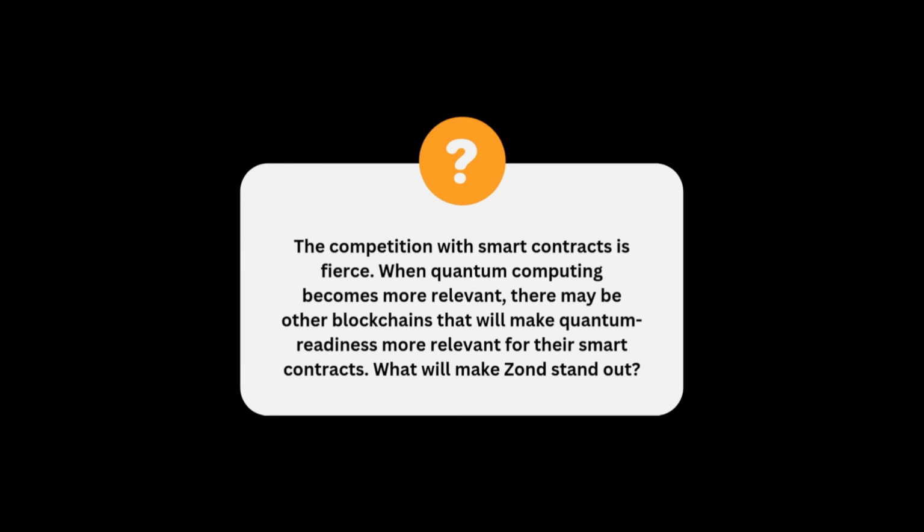There's one more question on here, Strike, on the competition. Do you want to get to that one, and then we'll jump to the next? Okay. So the question, I'm not sure who asked this: the competition with smart contracts is fierce. When quantum computing becomes more relevant, there will be other blockchains that will make quantum readiness more relevant for their smart contracts. What will make Zond stand out?